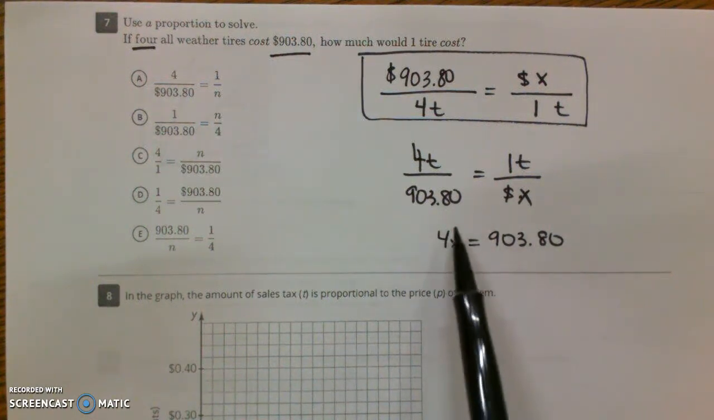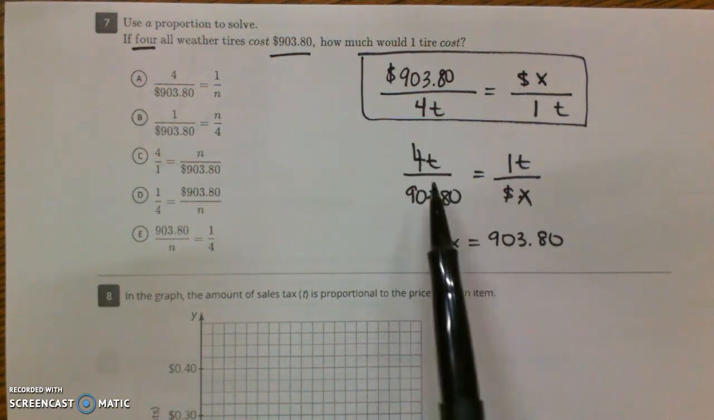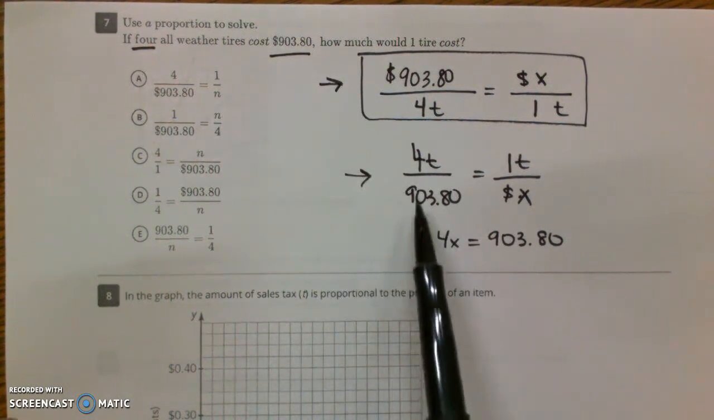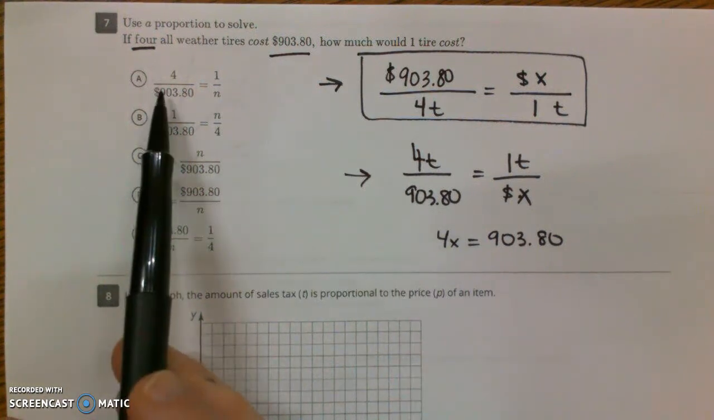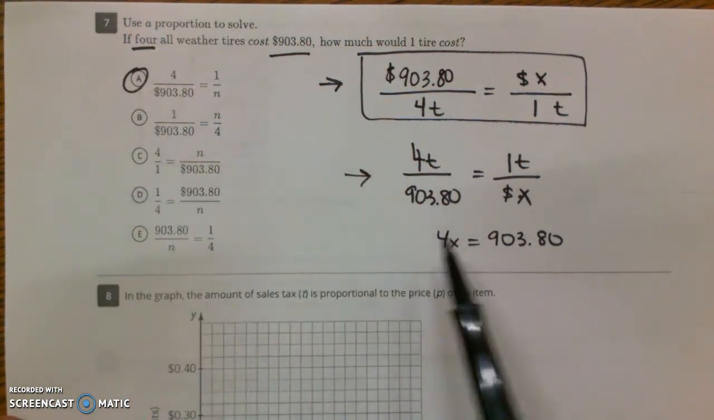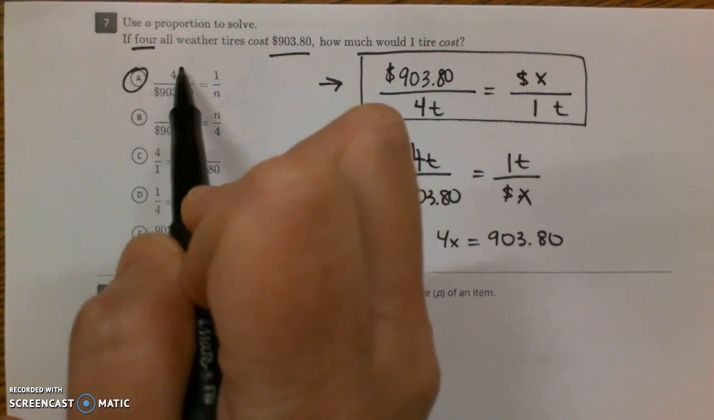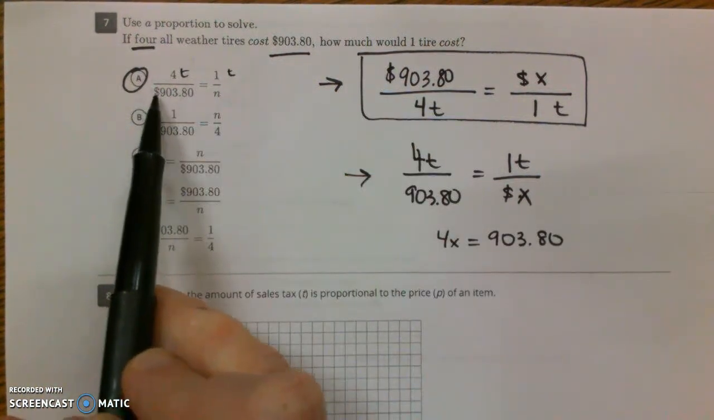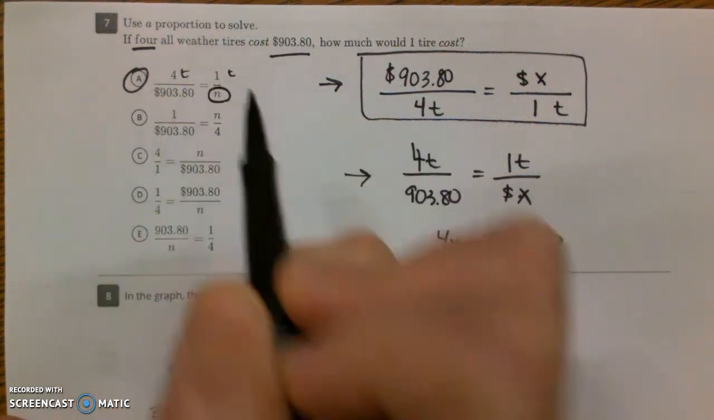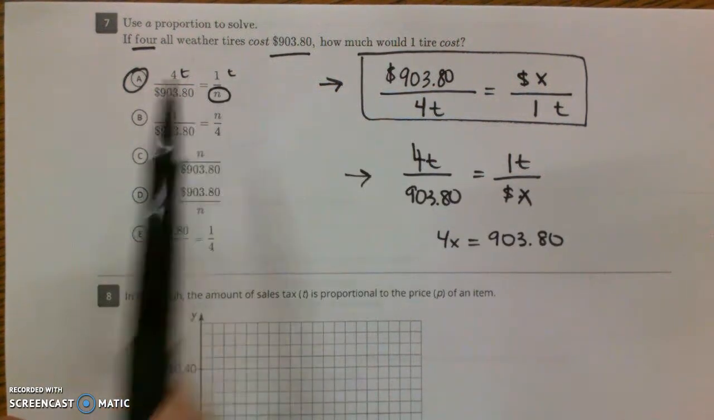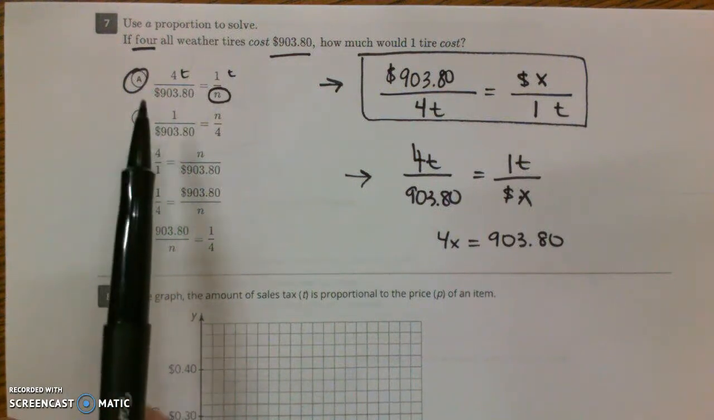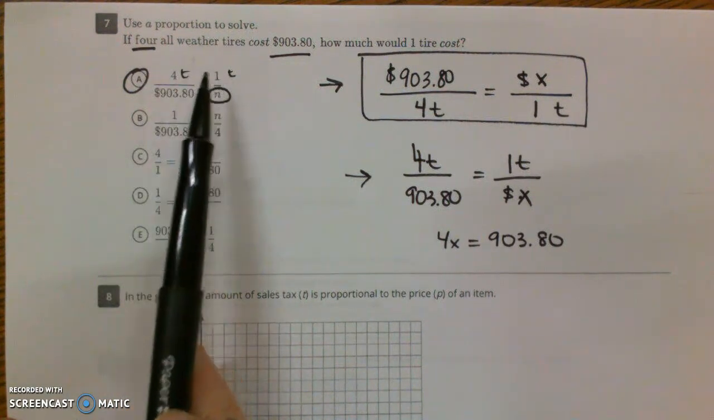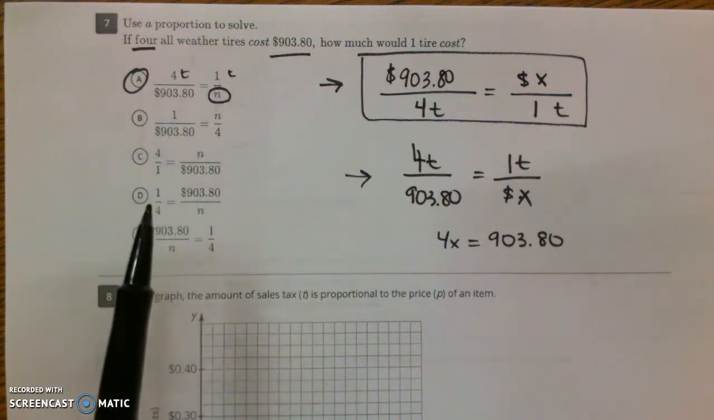Okay, so I'm going to get the same exact answer for x no matter if I set it up this way or this way. So my answer choice would be A, because I have 4 tires and 1 tire in the numerator, and I have dollars and the value of dollars here that I'm missing in the denominator. So again, the important thing with proportions is that your units are the same horizontally, directly across from each other.